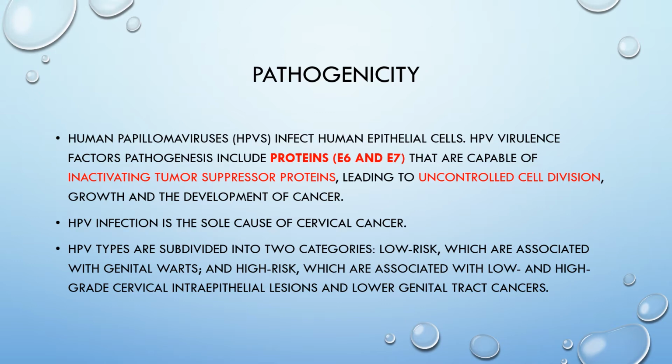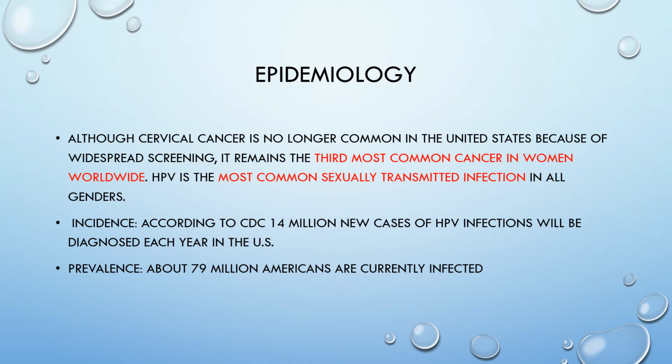HPV types are subdivided into two categories, low risk versus high risk. Low risk types are associated with genital warts, and high risk types are associated with low and high grade cervical intraepithelial lesions and lower genital tract cancers. Although cervical cancer is no longer common in the US because of widespread cancer screening, it remains the third most common cancer in women worldwide after breast and lung cancer.